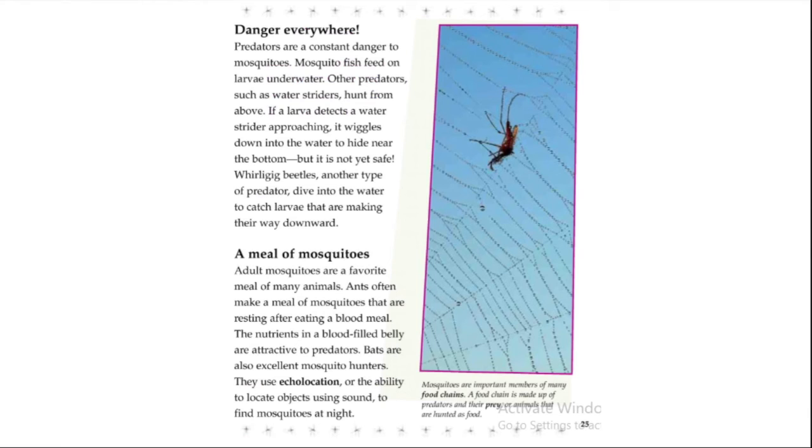If a larva detects a water strider approaching, it wiggles down into the water to hide near the bottom, but it is not yet safe. Whirligig beetles, another type of predator, dive into the water to catch larvae that are making their way downward.